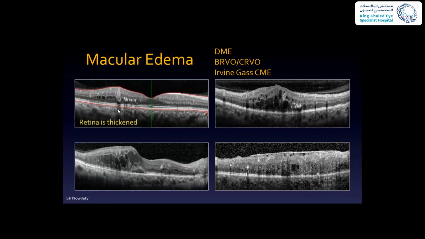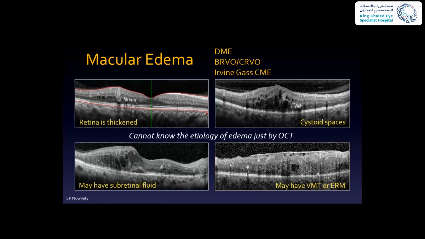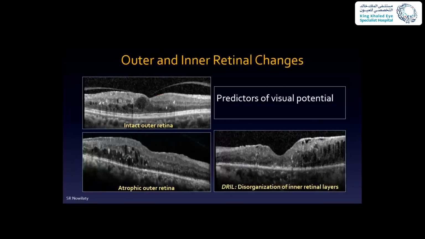Those pockets of fluid can be not too big, causing a diffuse thickening of the retina, or sometimes they can be quite big, causing big cystoid spaces, CME, or sometimes they can be associated with subretinal fluid, and sometimes with an epiretinal membrane. So all these are variants of macular edema due to different vascular diseases. So you cannot really tell by just looking at the OCT whether this is a CRVO versus a diabetic macular edema, based on the structures that you see.